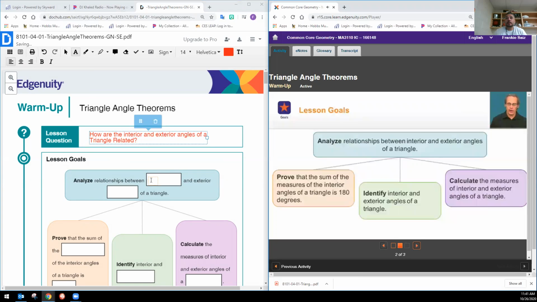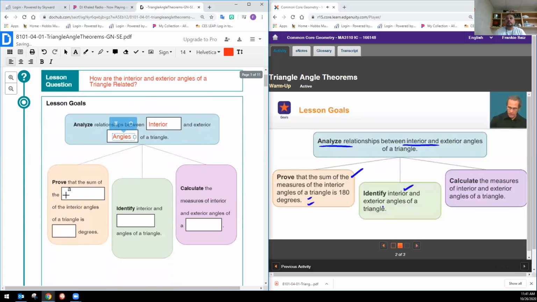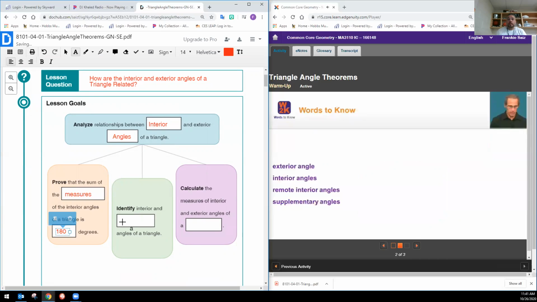Our lesson goals are to analyze relationships between interior and exterior angles of a triangle. And how will we do this? We'll prove that the sum of the measures of the interior angles of a triangle is 180 degrees. We'll identify interior and exterior angles of a triangle, and we'll calculate the measures of interior and exterior angles of a triangle. Let's look at some key words that you need to know. We have exterior angle, interior angles, remote interior angles, and supplementary angles.